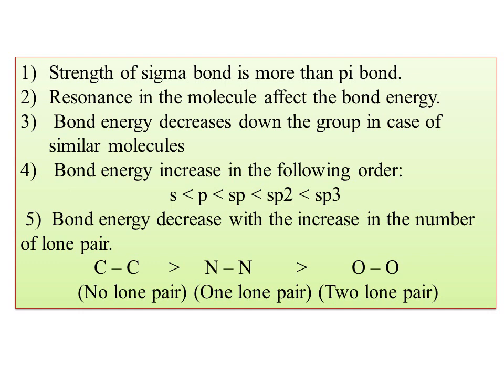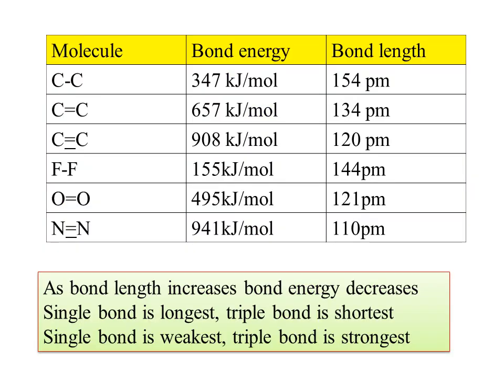The strength of a sigma bond is more than that of a pi bond. The resonance in a molecule affects the bond energy. Bond energy decreases down the group in the case of similar molecules. Bond energy increases in the order sp3, sp2, sp. Bond energy decreases with an increase in the number of lone pairs of electrons. If there is no lone pair, bond energy is higher; it decreases in the order: N-N with one lone pair on each nitrogen, O-O with two lone pairs on each oxygen.